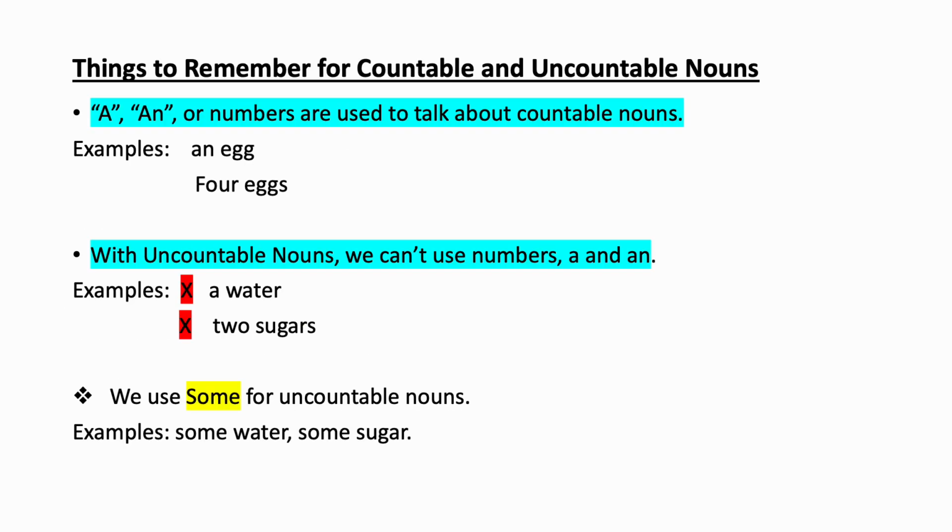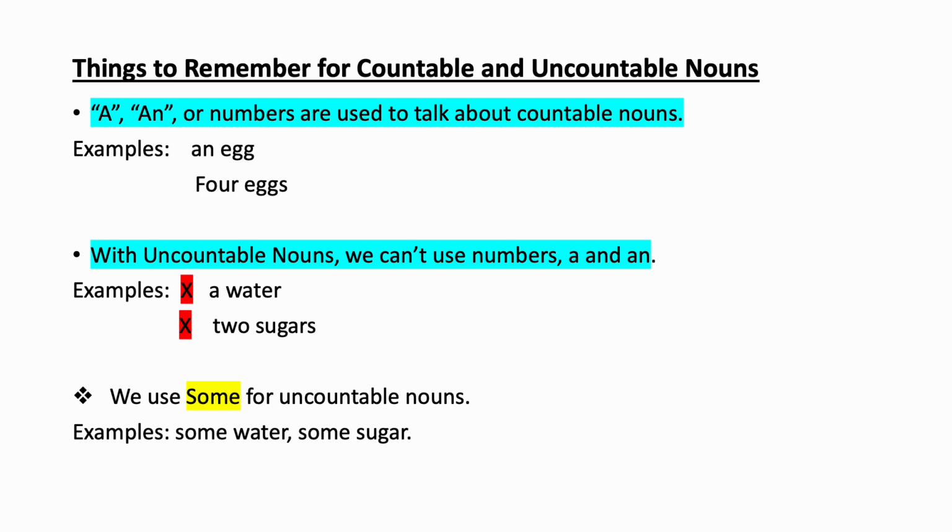Things to remember for countable and uncountable nouns. A, an, or numbers are used to talk about countable nouns. For example, an egg, 4 eggs.